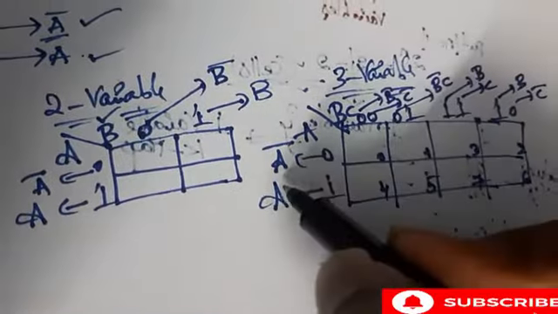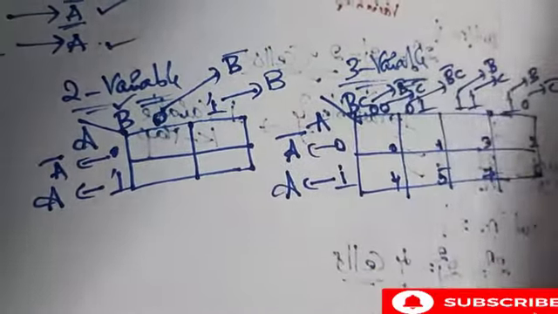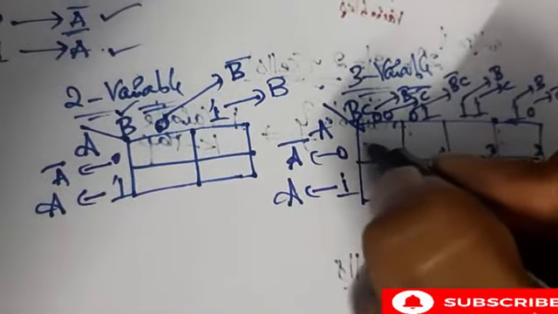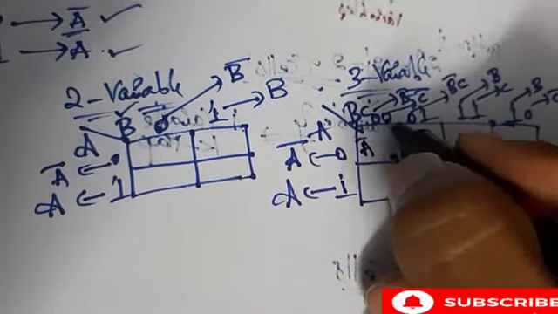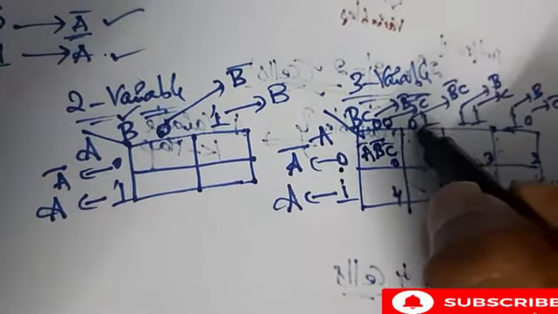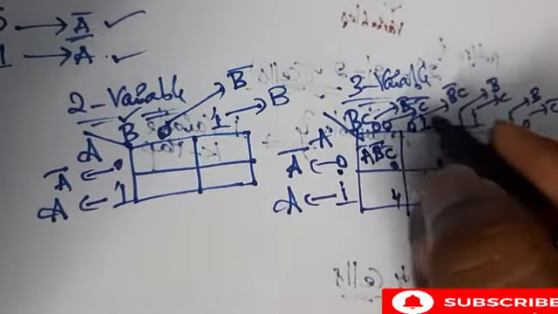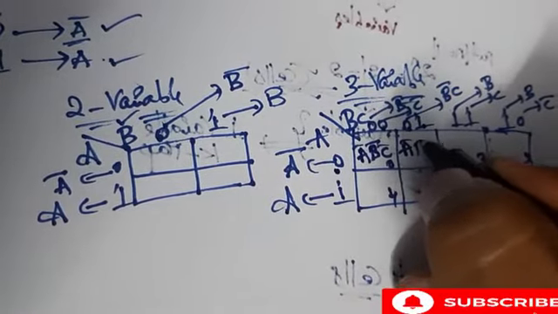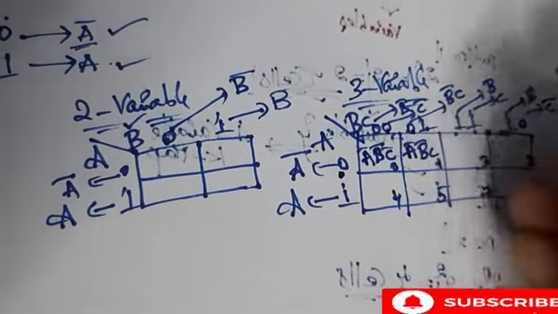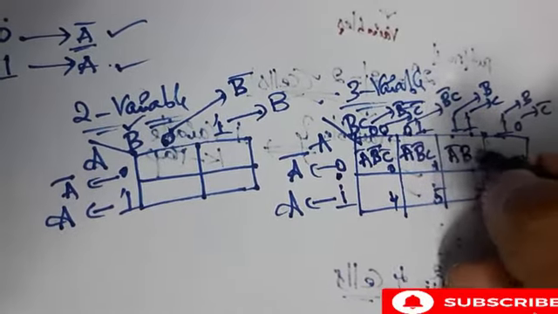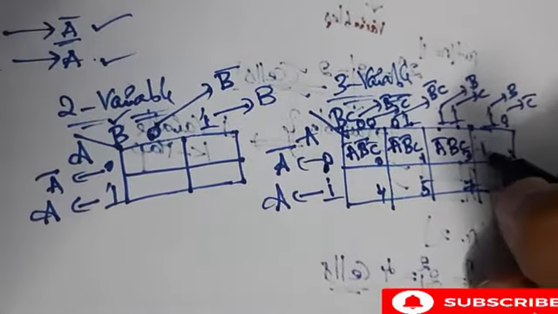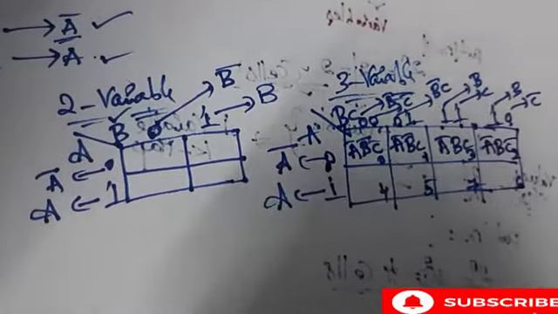Here if you write in this box, you have to write A bar, 0, 0 means B bar, C bar. Next 0, 0, 1, right? A bar, B bar, C. Next 0, 1, 1. That means A bar, B, C. Next 0, 1, 0. That means A bar, B, C bar.